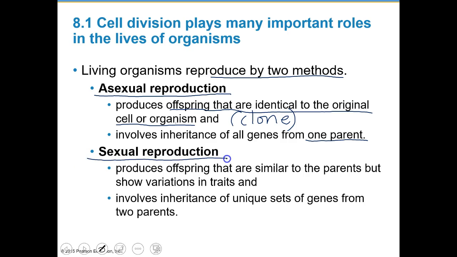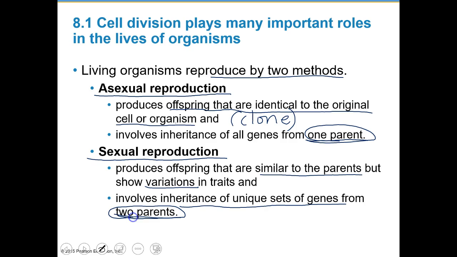Sexual reproduction, on the other hand, produces offspring that are similar to the parents but show variations in those traits. So it involves inheritance of unique sets of genes from two parents. So the difference here: asexual is one parent, sexual reproduction is two parents.